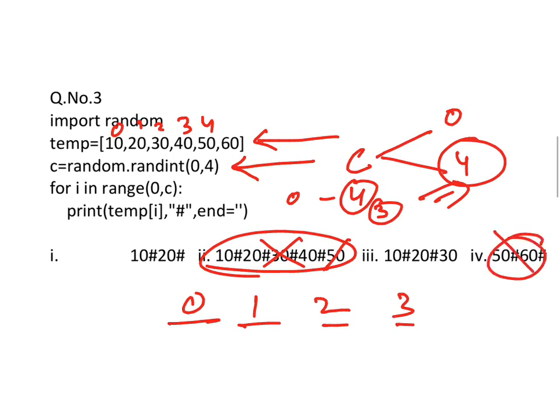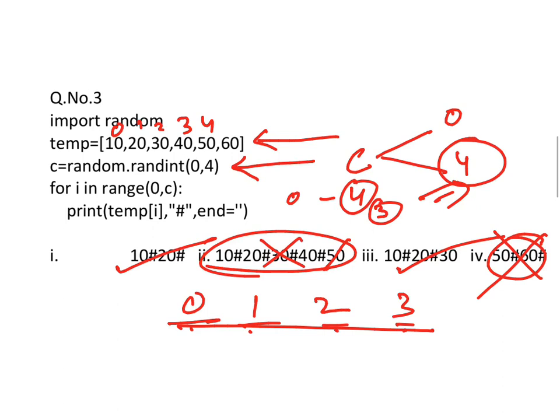Again here 50, 60, this will not be your answer. Now in between 0, 1, 2, 3, in these addresses you have the values between 10 to 40. So if in your answer the values are between 10 to 40, that will be your answer. So one is here, the other one is here. So your answer will be 1 and 3rd. I hope it is clear.